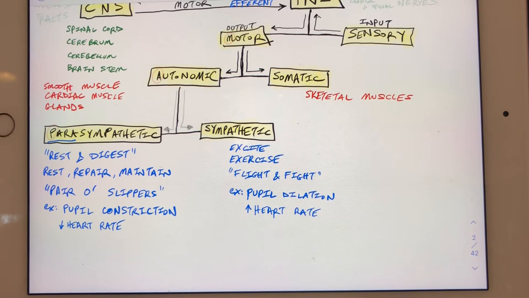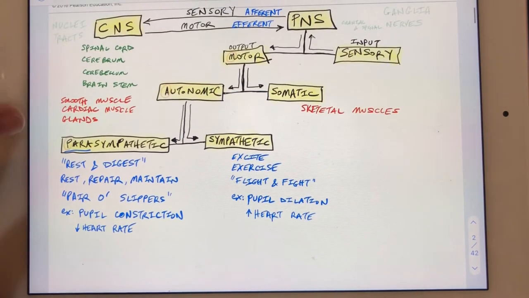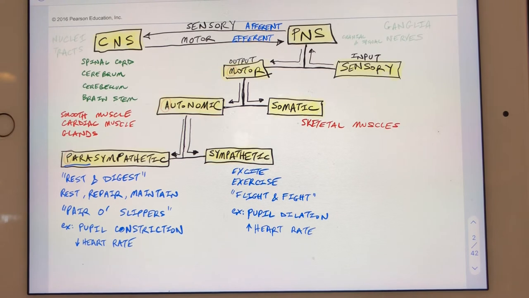Just to remind us, these are still motor pathways. This is still output. This little map of the nervous system needs to become permanently tattooed in your brain, which is ironic. Use your brain to memorize your brain and its friends. Because we'll use it for the rest of the quarter, but you will also need it again and again and again. It's almost as bad as tissues in 242.